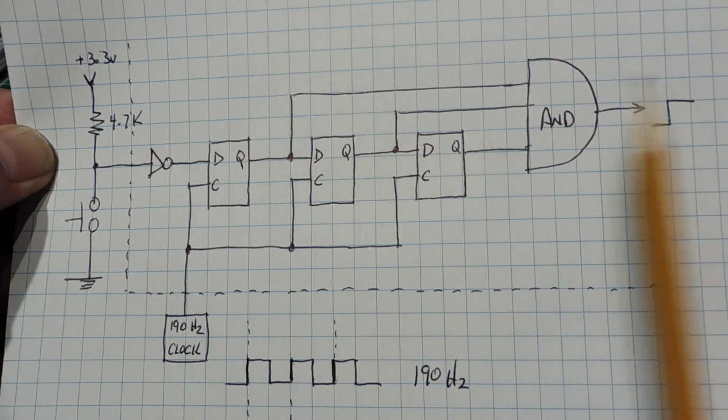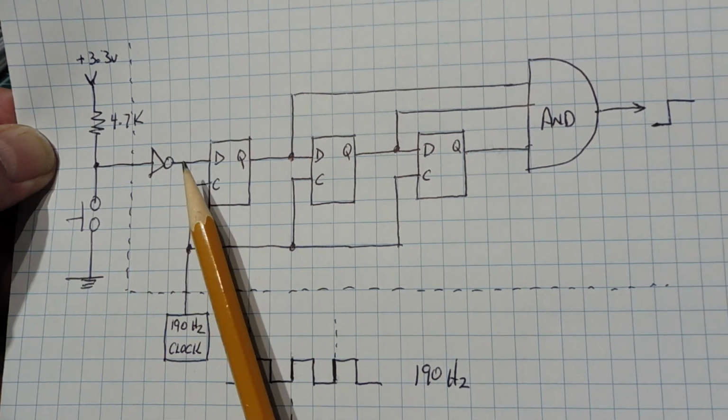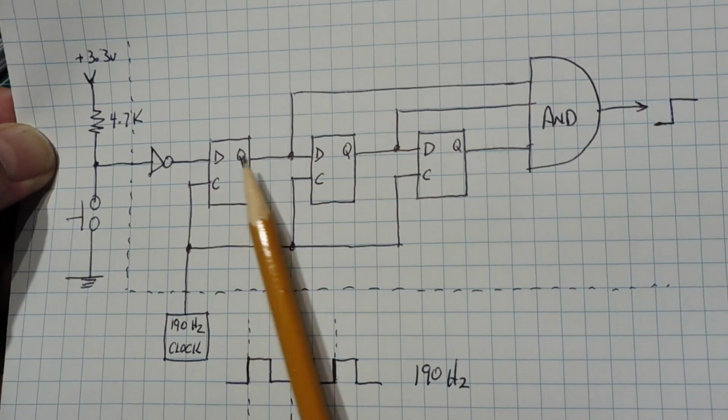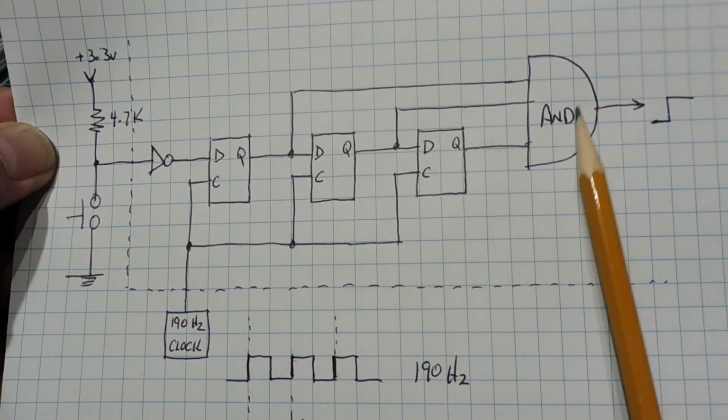So after about 10 milliseconds after we press the button, this output will go high. But now if we have bounce, we press the push button, we have bounce. Every time we have bounce, we're going to clock a 0 into the shift register. And anytime there's a 0 in here, it's going to disable this AND gate.